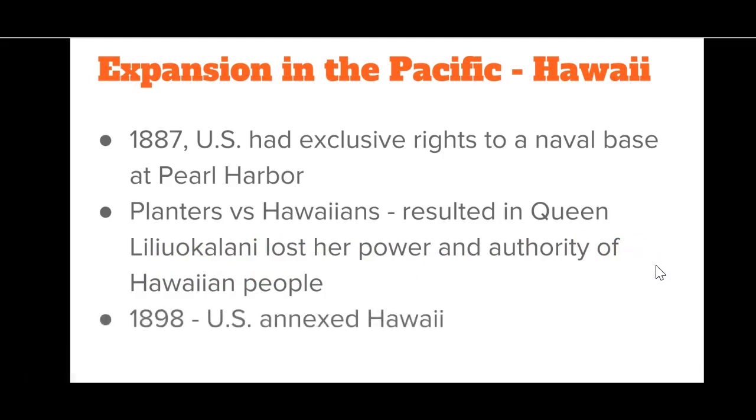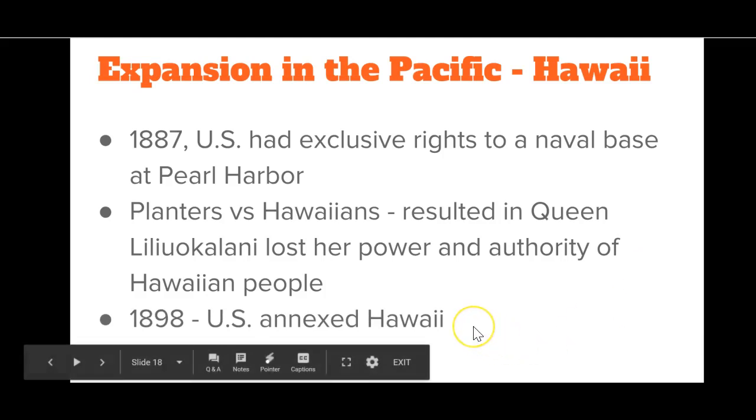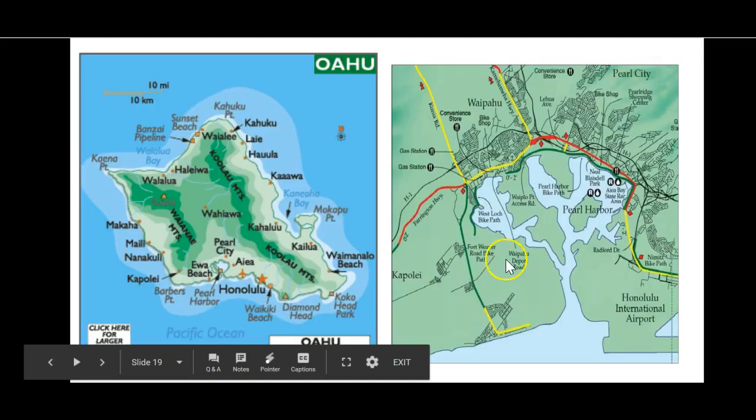Okay? And in 1898, the U.S. annexes Hawaii. So annex means to take in. The U.S. takes in Hawaii, and Hawaii officially becomes part of the United States.